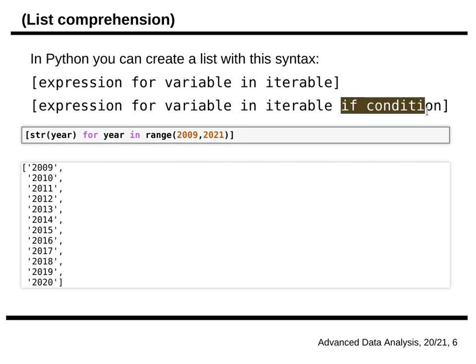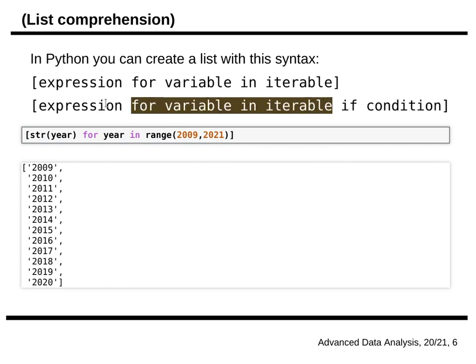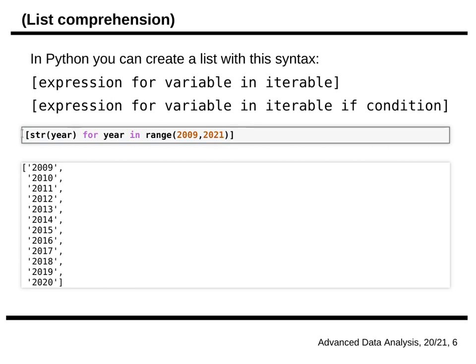Optionally, you can add a condition, and then only those cases in this loop that meet the condition will be added to the list. So in this case, our expression is converting the year to a string. So year is a number. And we are going to do this for all year numbers in this range, starting from 2009 and ending before 2021.